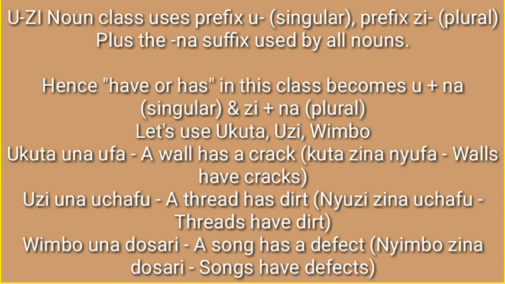The U-ZI noun class uses prefix U for singular and prefix Z for plural, and as always, suffix na, which is used by all the nouns. Hence, have or has in this class becomes U plus na to make una for singular, and Z plus na to make zina for plural. So let's use ukuta, a wall, uzi, a thread, and wimbo, a song.